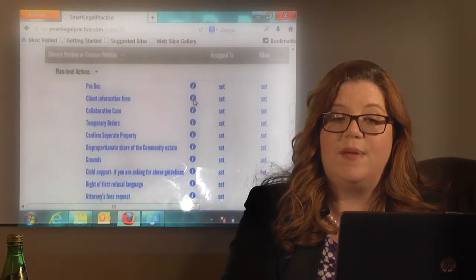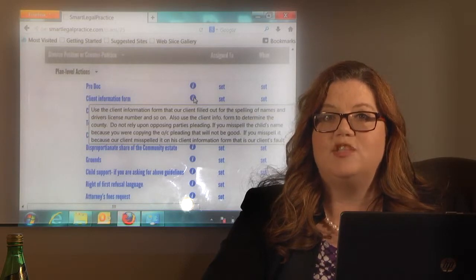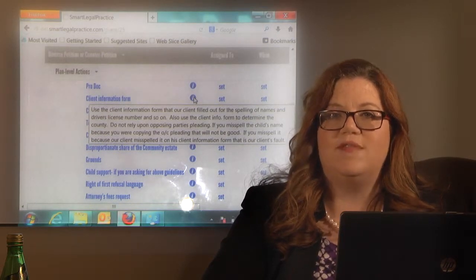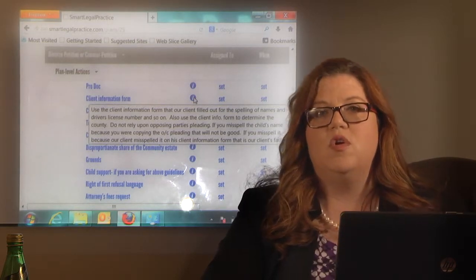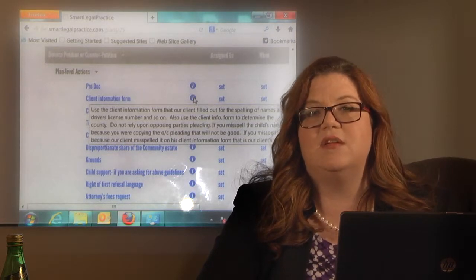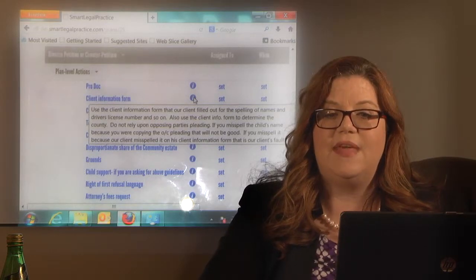We have a client information form that we give to the client to fill out. That form has all the basic data: their name, address, driver's license, social security number, the date of marriage, the date of separation, the kids' names, their dates of birth, all the information you would need to draft. So you'll want to send that to them in advance.